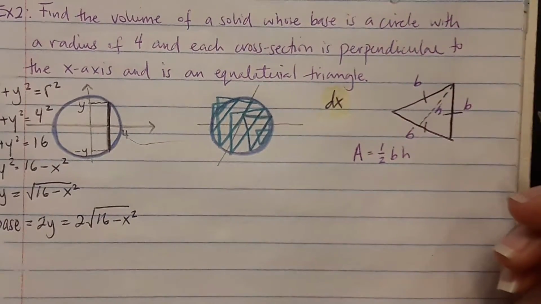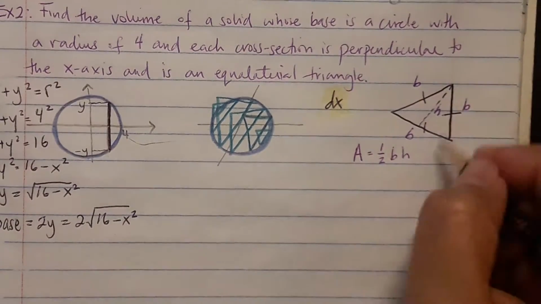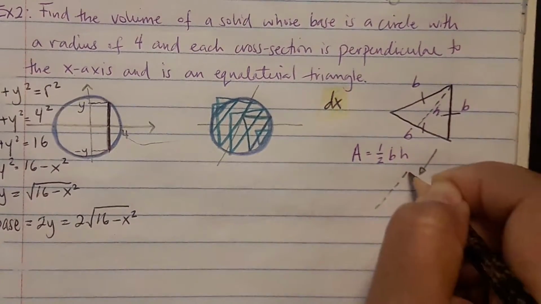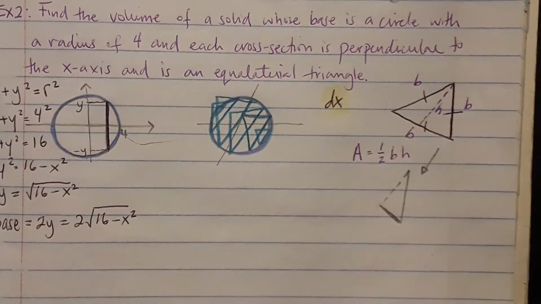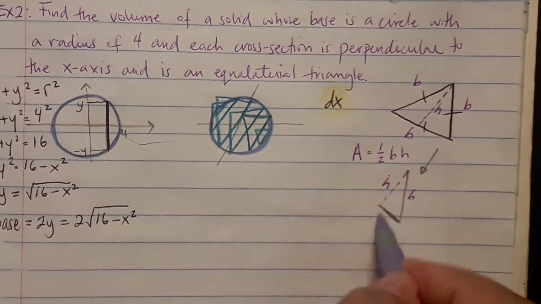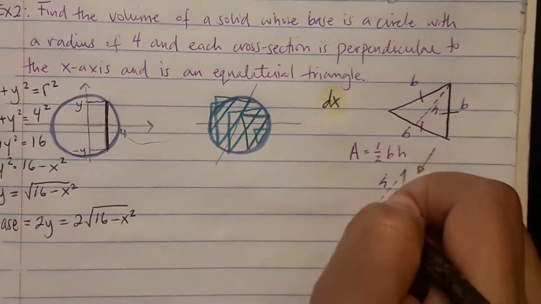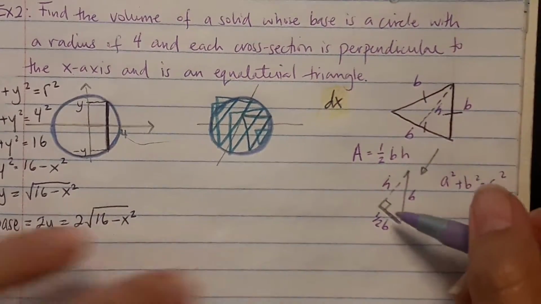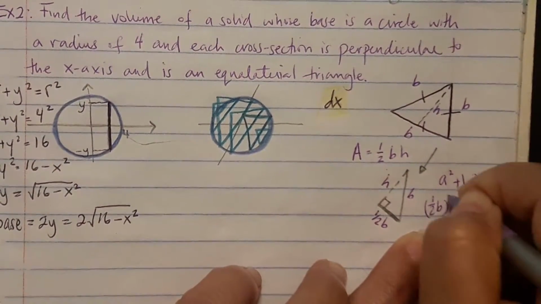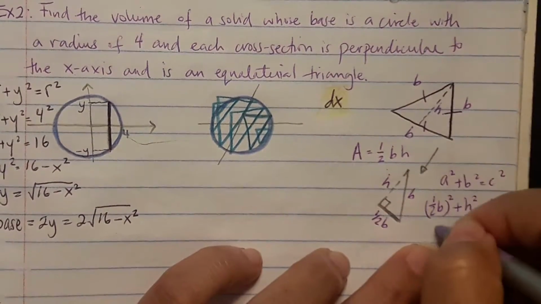Area is a half base times height. So if I split the triangle in two, I'm going to have a half triangle that looks like this, and it's going to make a 90-degree angle. The base is going to be half of the base because I split it in half, and the height is still the height, and the hypotenuse is still the base. So now I can use a squared plus b squared equals c squared and plug them in. So (1/2 b) squared plus h squared equals b squared. And then go ahead and simplify that.